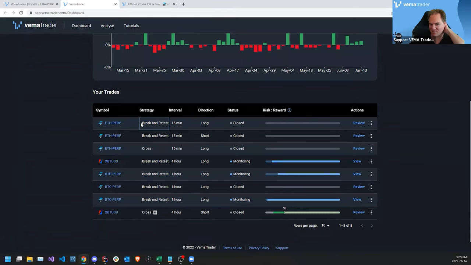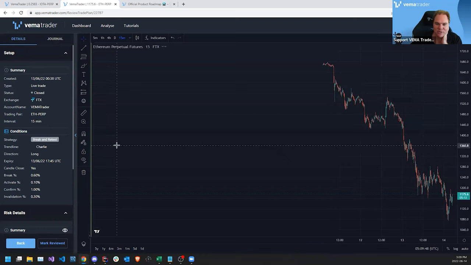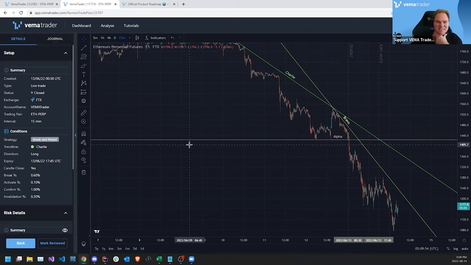So here's a great example of that one. I've got 3 Ethereum ones that I set up all in the 15 minute at the same time. None of them entered. Cool. But if I go and look at this one, break and retest, I think I've got 3 trigger lines on here: Alpha, Bravo, Charlie. Which one is this one for? Is this the cross down? You've got to kind of look at it. It was Charlie, break and retest. Okay, so that was this one here.